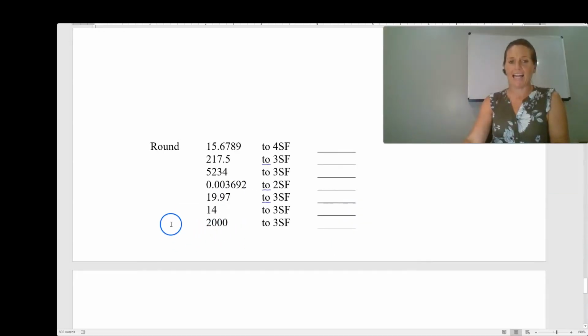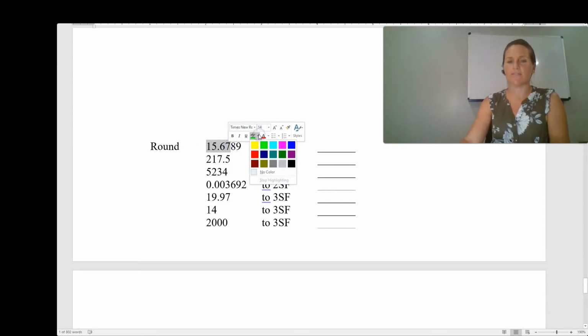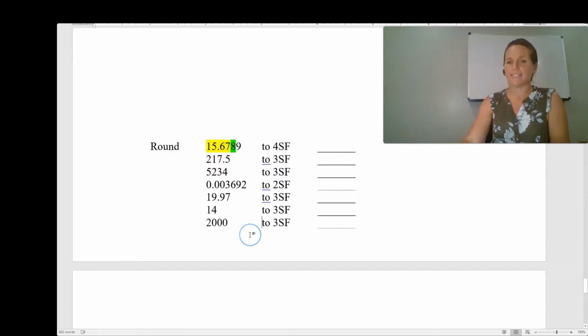As we look at these questions, we start with 15.6789, and we want to round that to four significant figures. So 1, 5, 6, 7 are our significant figures. That means 8 is the deciding decimal. And since 8 is greater than 5, we're going to round up. And so our final answer is 15.68, because the 8 rounds the 7 up.